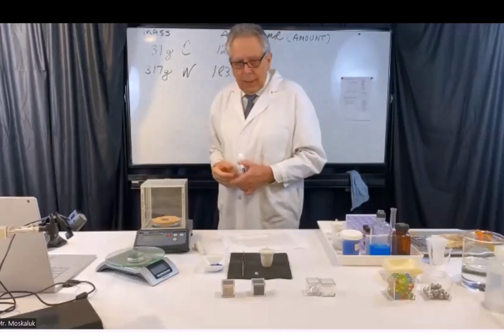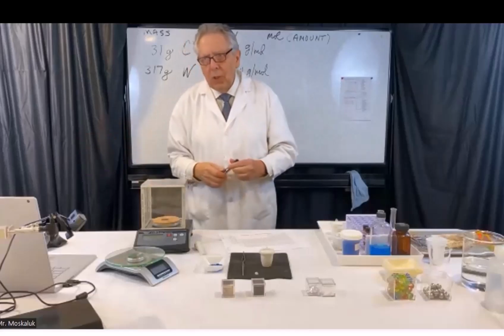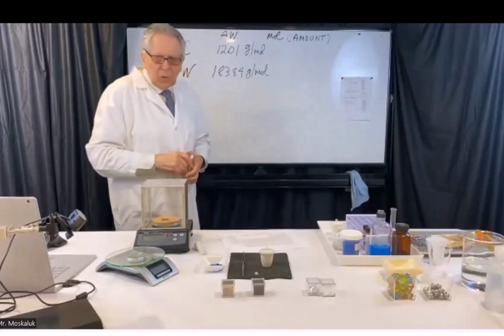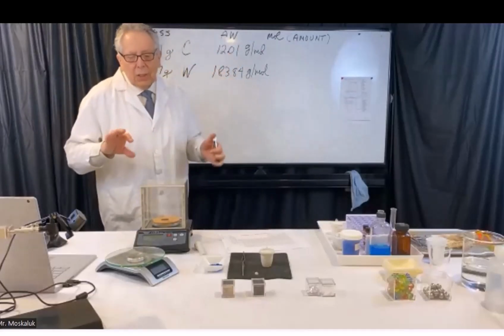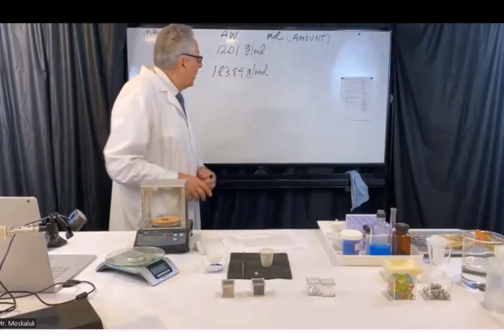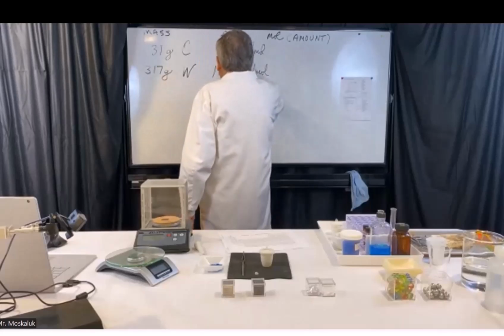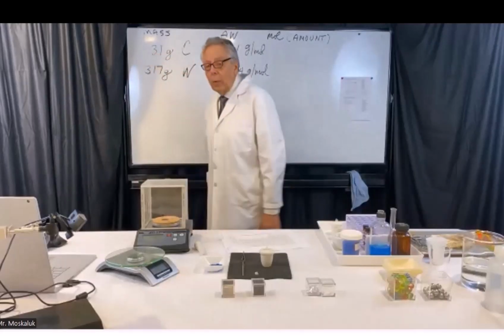Now that mole is a certain number of atoms, 6.02 times 10 to the 23. The number is sort of irrelevant. I mean, it changes a little bit depending on how you define it. It's just a heck of a lot of atoms. So if you have 12 grams of carbon, you have 1 mole, but we have 31 grams.